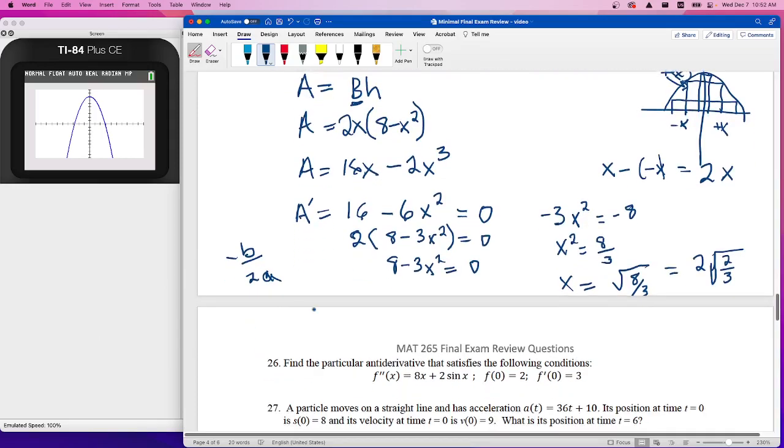Give yourself a little bit more room here. Come down to the next page. Spill over a little bit.